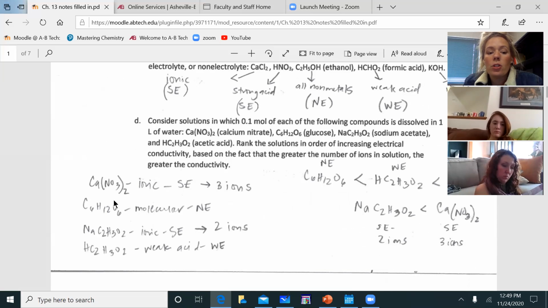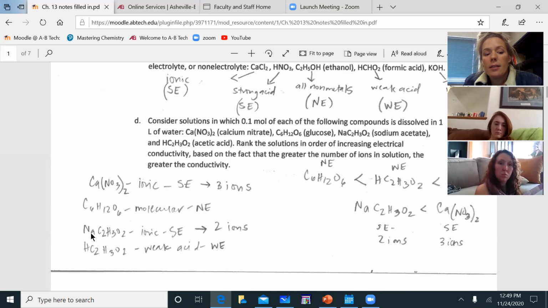From there, I've got two ionic compounds. I've got CaNO3 and then NaC2H3O2. So they're both ionic, so they're both strong electrolytes. We want to figure out which one's going to be better at conducting electricity. You've got to count up how many ions you're going to get if you were to break them apart. And the thing that gives you more ions is going to be the thing that conducts electricity better.